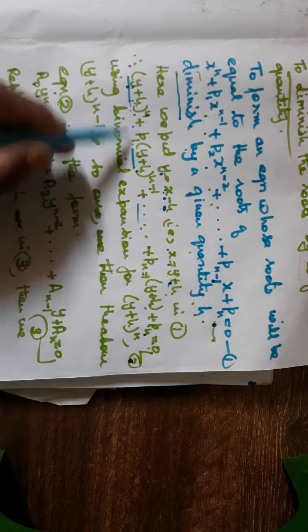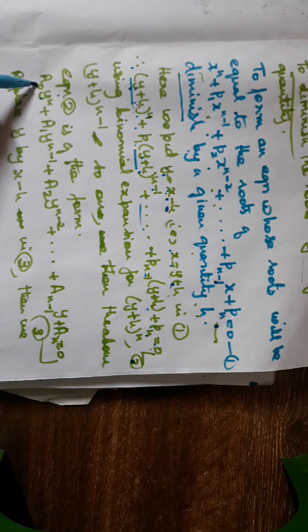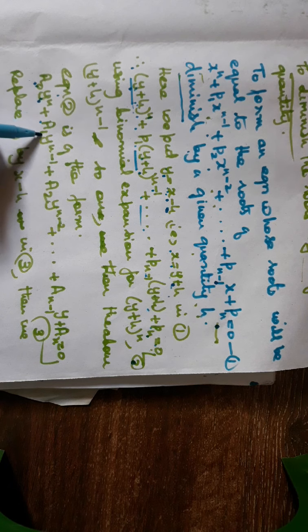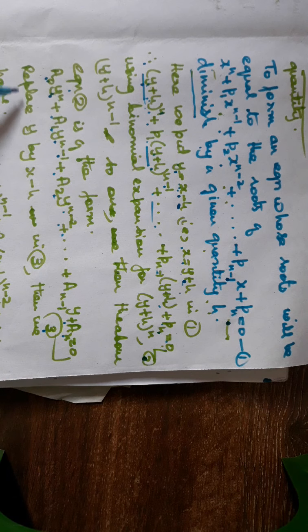So after expanding it using binomial expansion, this equation will reduce to the form a naught y to the power n plus a1 y to the power n minus 1 plus a2 y to the power n minus 2, and so on, plus a suffix n is equal to 0. Name it equation 3.